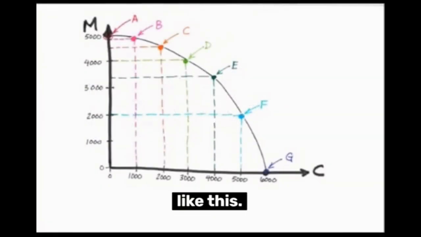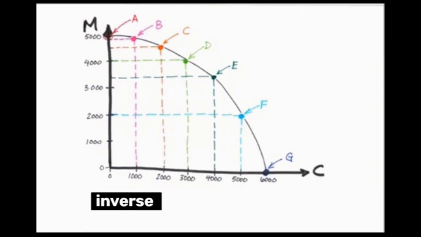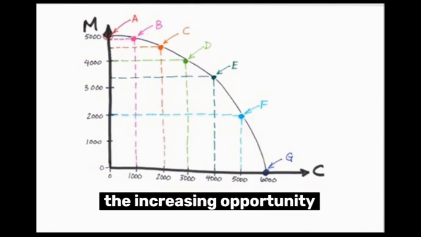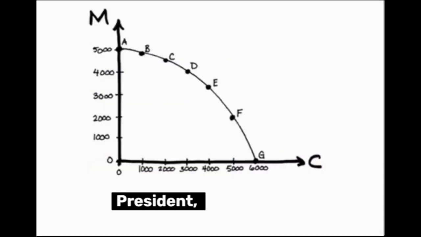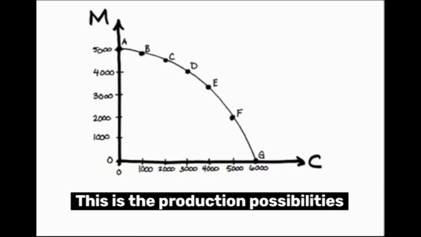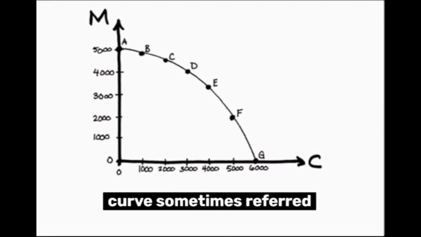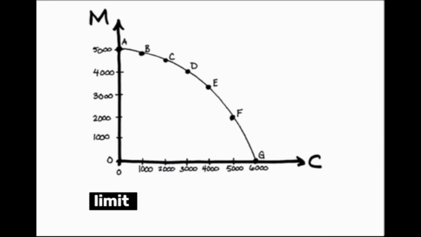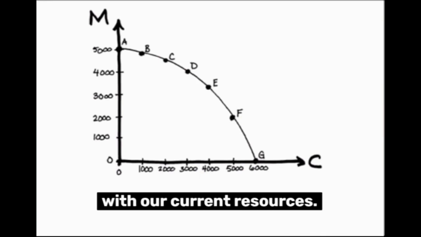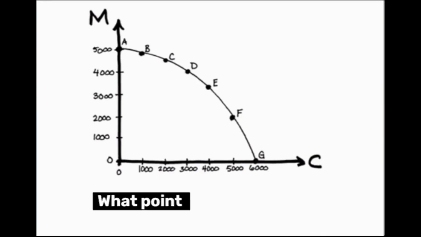Hopefully, yours looks something like this. Again, it illustrates the inverse relationship between military and civilian production. The bowed-out shape shows the increasing opportunity cost. You bring your charts and figures and explain to the President, Mr. or Mrs. President, this is the production possibilities curve, sometimes referred to as the production possibilities frontier, since it shows the outer limit of what can be produced with our current resources. What point will the President pick?